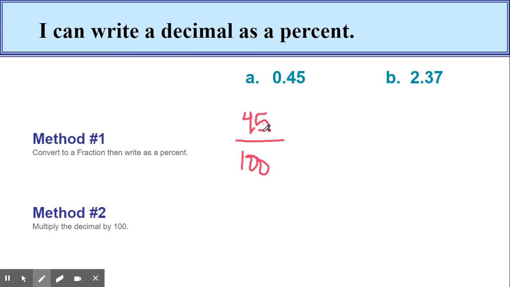Now, if I see 45 over 100, remember, percent means out of 100. So because 45 is over 100, I can just take 45, which is the numerator, and make that into my percent, 45%.